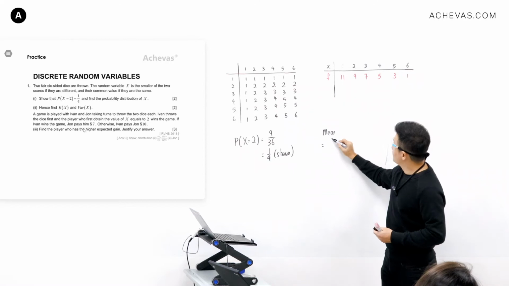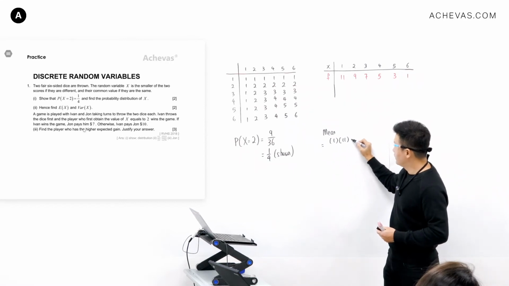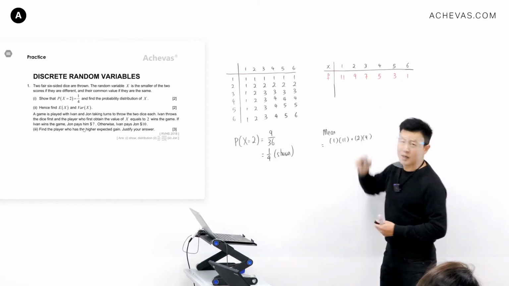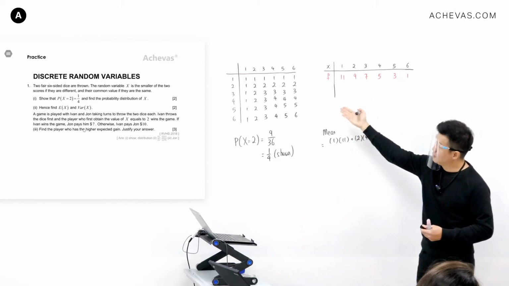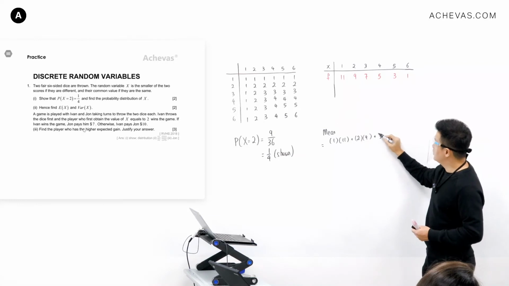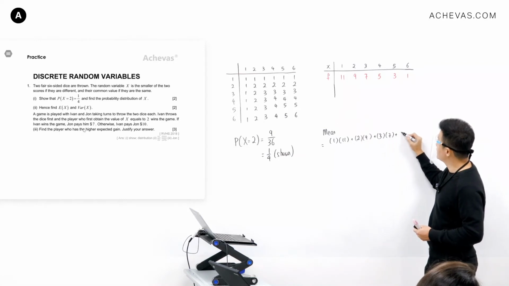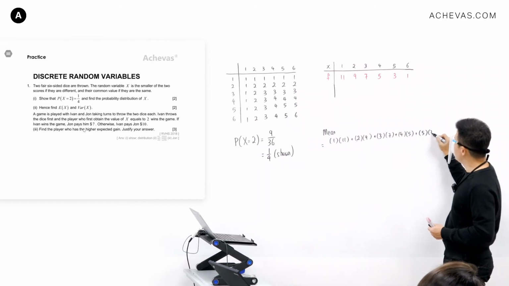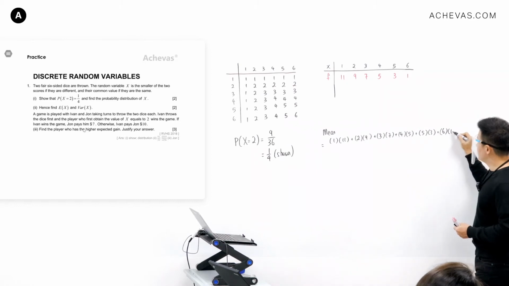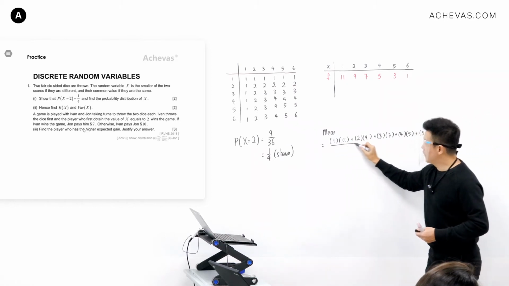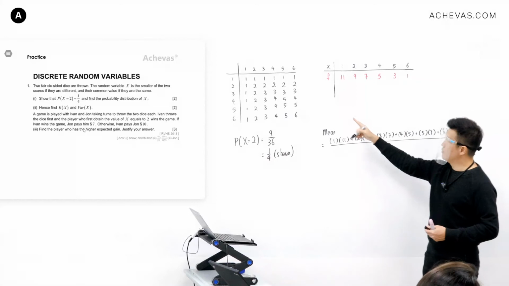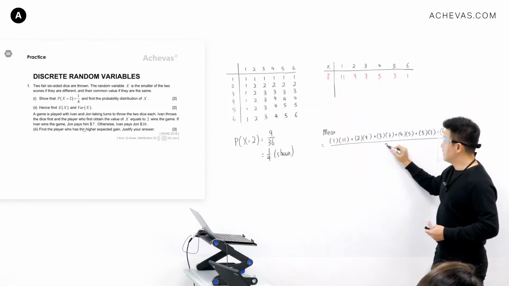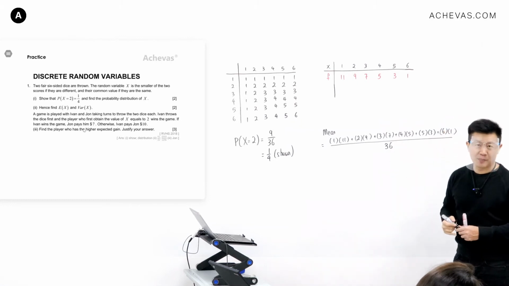So it is going to be 1 times 11 plus 2 times 9, because 2 appears 9 times in my list here, and 3 is going to be appearing 7 times, 4 appears 5 times, and 5 appears 3 times, 6 appears 1 time. And I'll divide this by all the possible outcomes, which is 11 plus 9 plus 7 plus 5 plus 3 plus 1. Divide this by 36 possible outcomes.